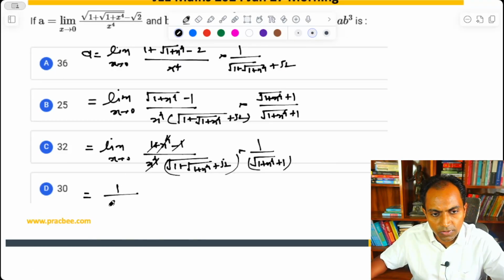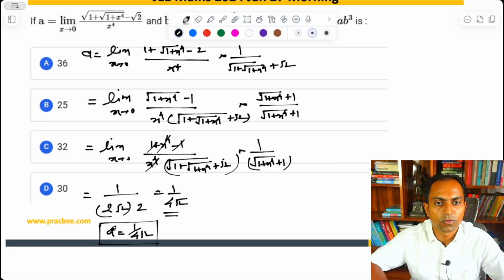So it becomes 1 by 2 root 2. And this will become 1, 2. So answer becomes 1 by 4 root 2. So like this you have got the value of a. A is nothing but 1 by 4 root 2. That was the first part of the question this time.